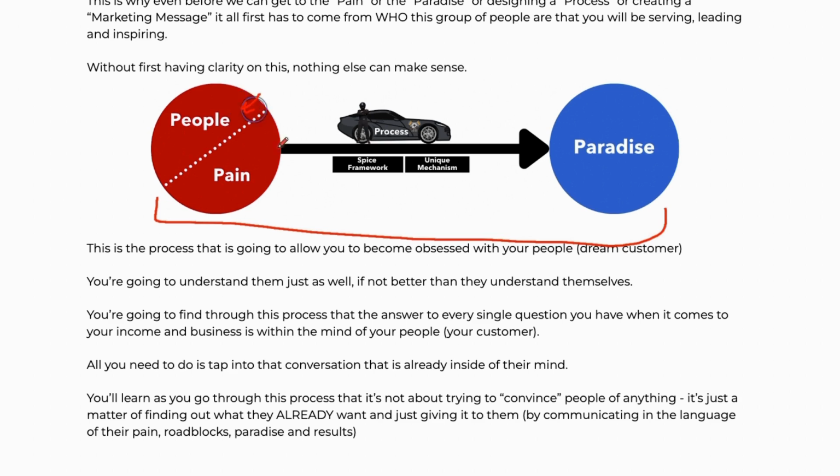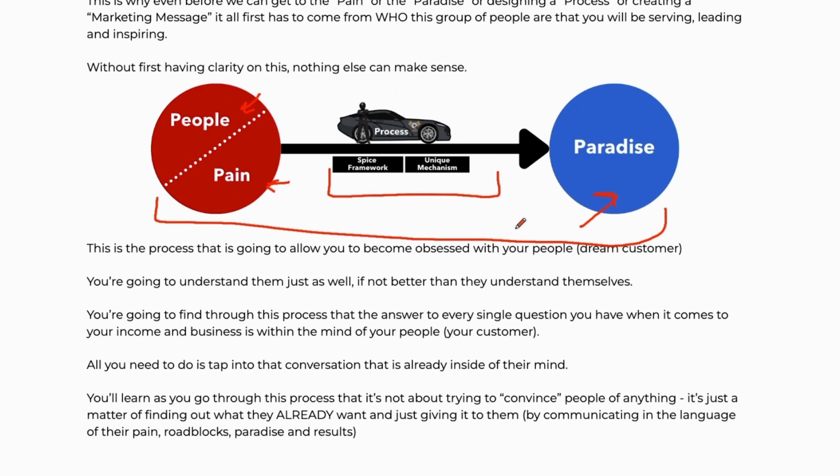When you pick your people, you understand their pain the way that we're going to talk about it. You understand their paradise the way that you're going to learn it. You're going to build a process around that. This is what's going to allow you to unlock that level of being obsessed with your customers. You're going to be able to understand your people just as well, if not better than they understand themselves once you go through this entire process.